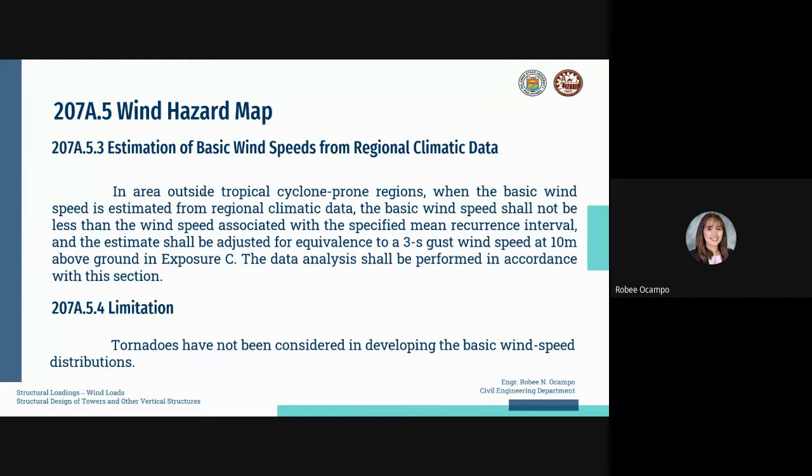Okay, so from section 207A.5.4, the tornadoes have not been considered in developing the basic wind speed distribution. So included na nito sa ating code. Of course, hindi naman uso sa atin yung tornadoes eh. Hindi naman siya ganun kadalas na na-experience dito sa Philippines. That's why it's disregarded in developing the distribution of the wind speed here in the Philippines.